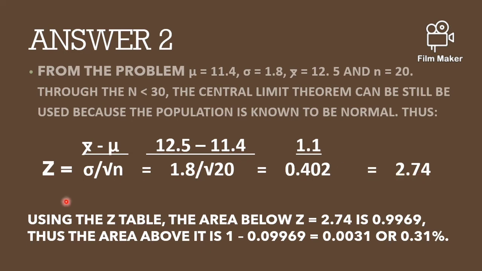Take note, using the z table, the area below z of 2.74 is 0.9969. And the area above is 1 minus that, so we have a table kasi going to the left side. So, 1 minus 0.9969, the answer is 0.0031. Or, in percent, we will change into percentage. The answer is 0.31%.